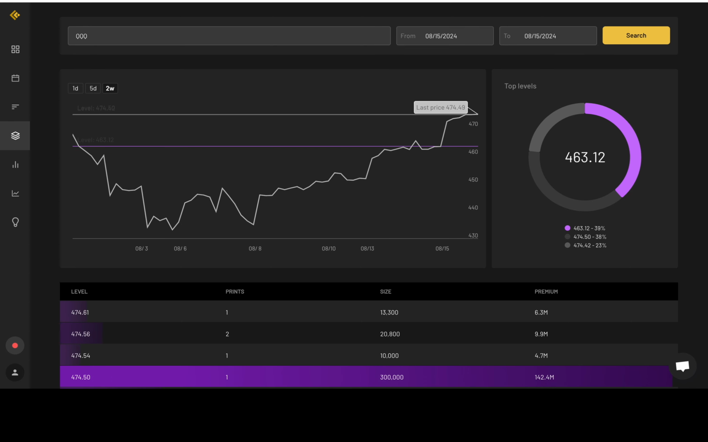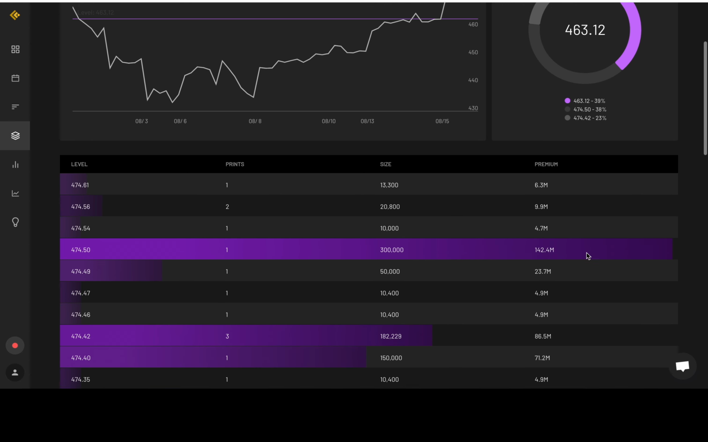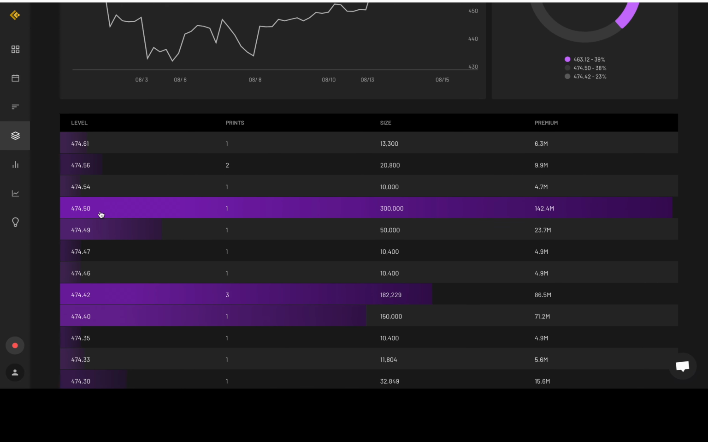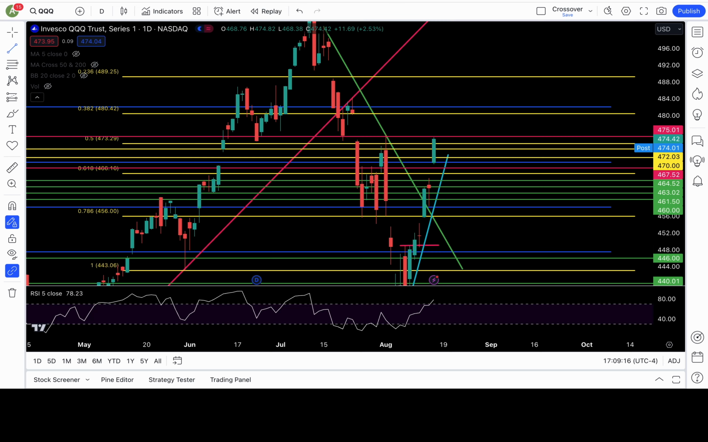Triple Q, 463 is where 39% of activity came from. 38% was at 474.5. And then 23% was at 474.42. So big money's been pretty active around that 474.5-ish level, which was actually around today's high. Not pinpoint, but around there. So I'm wondering if they dumped.